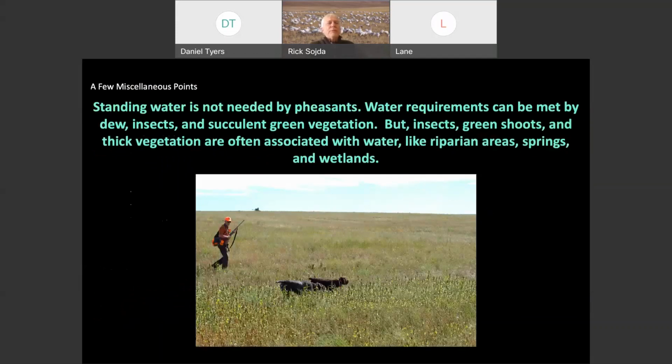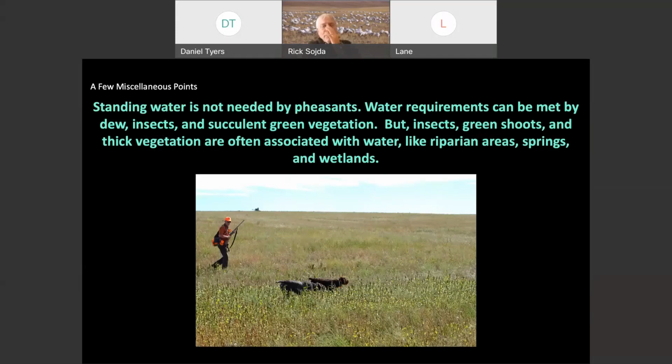A few miscellaneous points. Standing water is not really needed by pheasants. Water requirements can be met by dew, insects, and succulent green vegetation. But insects, green shoots, and thick vegetation are often associated with water, like riparian areas, springs, and wetlands.